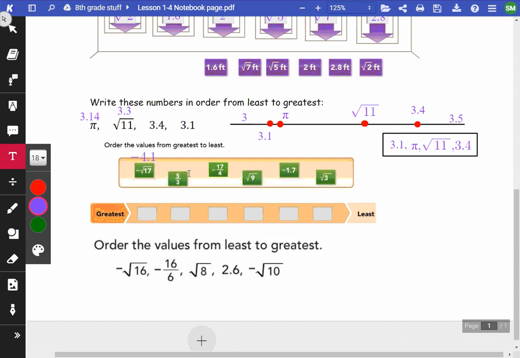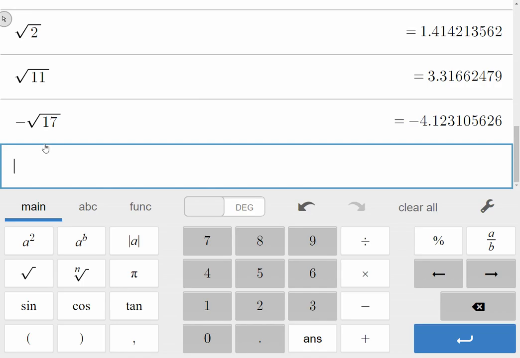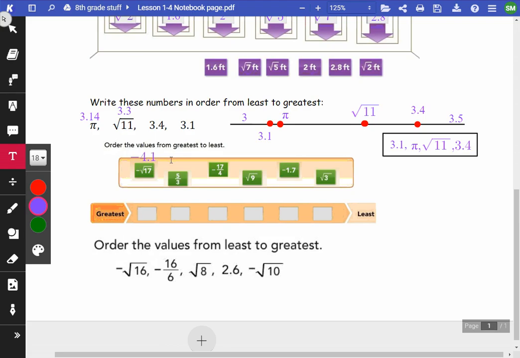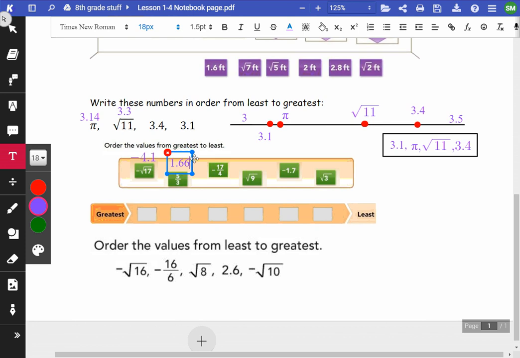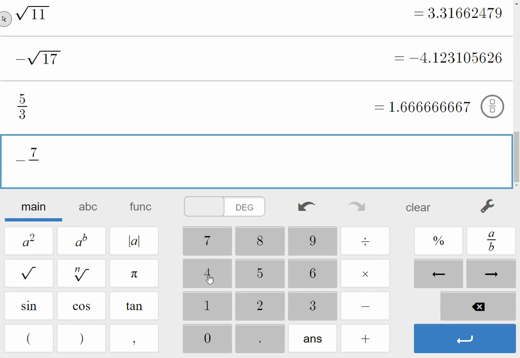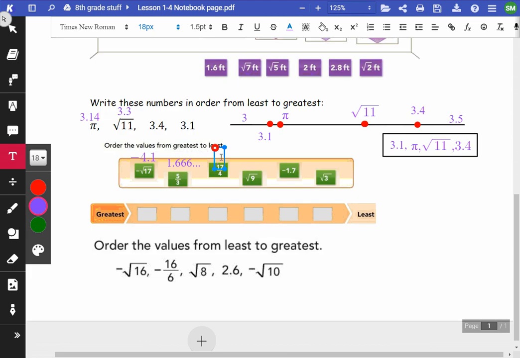Okay, then 5/3. 5 divided by 3 is 1.6 repeated. So, 1.666... Negative 17 fourths. Ooh, here we go. Negative 17 divided by 4. Except I didn't get the 1 in there for my 17, but now I did. Negative 4.25. Negative 4.25. Here we go.